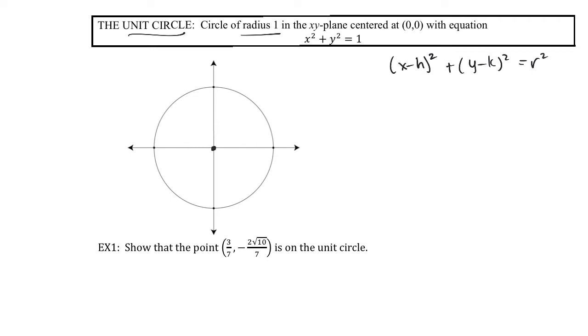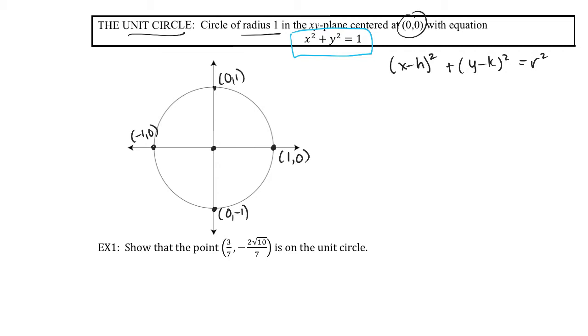Our circle here is centered at (0, 0) and the radius is 1, and so we have the equation of the unit circle: x² + y² = 1. And here I am out on the unit circle. I've come over 1 for x, 0 for y. Okay, so there are some points on the unit circle.